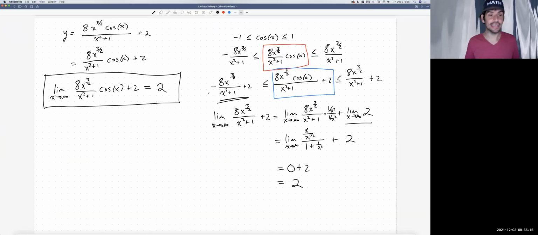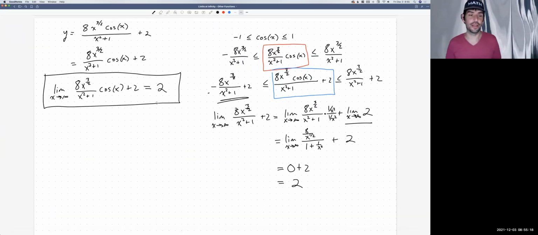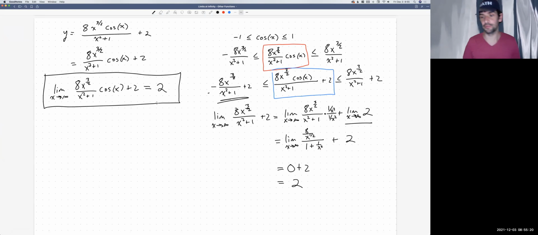Okay, that is it. Just to get a few other ideas, right? We've got our big ideas for these limits at infinity, and then obviously we can do some more interesting things like in this last one.